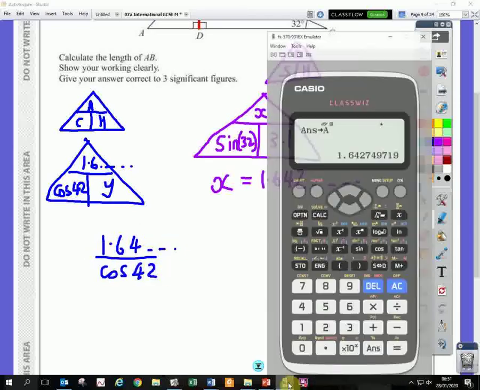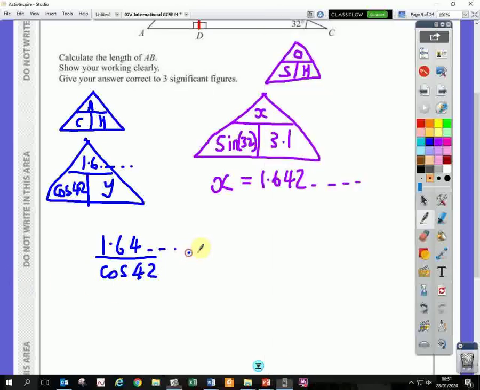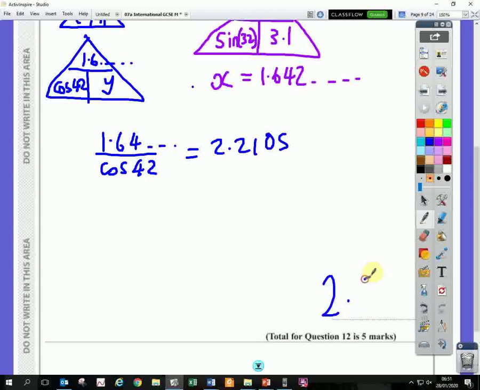Now because I haven't used the calculator for anything else, I can use the ANS button because ANS recalls the last display, or I can use A because I've stored it to A. If you do choose to store it to A and you prefer to use A rather than ANS, the advantage of storing it to A is that it will always stay there, whereas ANS, this button at the bottom, only recalls the last display. So alpha A over cos 42, and that gives me 2.21. Copy down a little bit more because it's the final answer, and the final answer is 2.21.